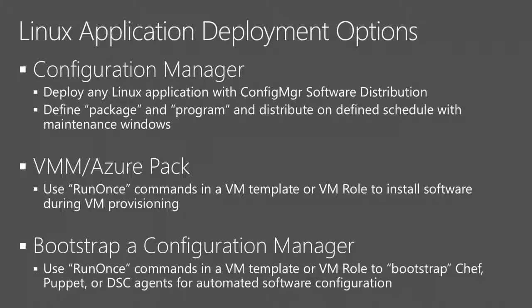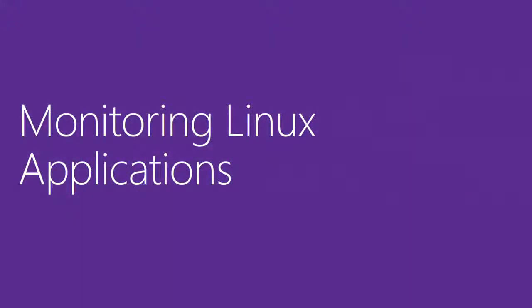So if I go and say I want Puppet to run on Config Manager, I go and do a distribution there. And then I can actually get reporting to see how many of those machines got a proper return status from that Puppet command being run on those Linux machines. So monitoring Linux applications. So on Windows, monitoring with Ops Manager is a slam dunk, right?